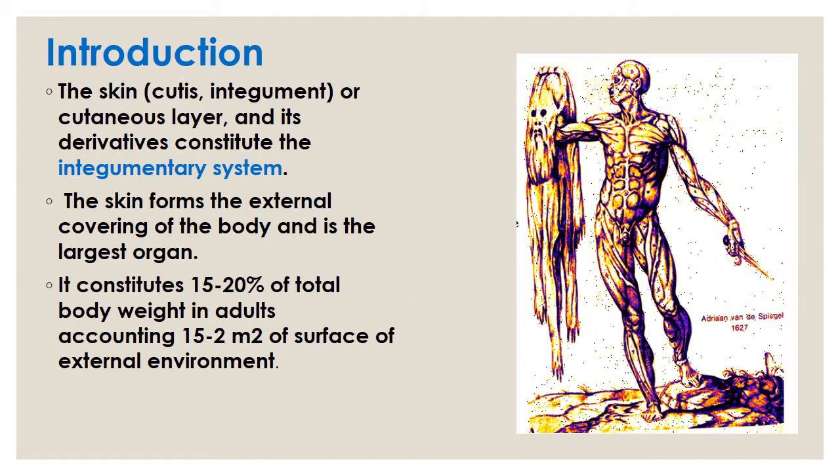The skin or the cutaneous layer and its derivatives constitute the integumentary system. The Latin word for the skin is integument, which means the covering. The skin forms the external covering of the body and it is the largest organ. It constitutes 15 to 20% of the total body weight in adults, which accounts for 1.5 to 2 meters square of the surface of the external environment.